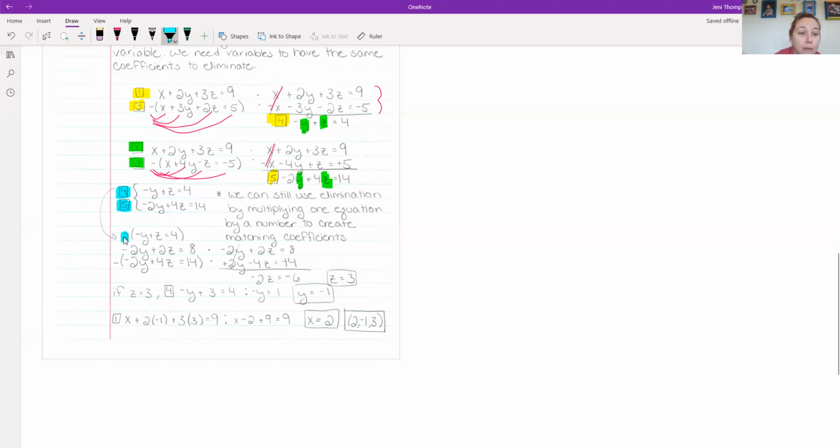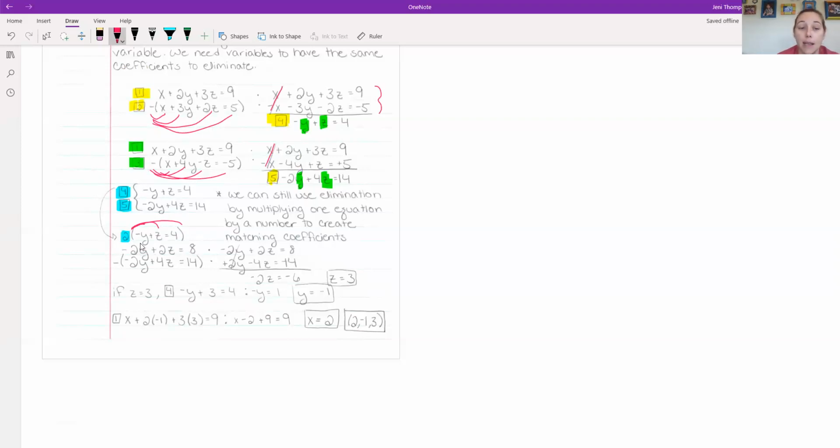We can force our coefficients to match by multiplying one equation by a number that will get matching coefficients. So here I've multiplied my top equation by 2. I picked 2 because when I distribute this 2 to each of my pieces in my equation, my first element here, I've got -2y. Well, now I have matching coefficients, right? But this 2 needs to go to every piece. So -2y plus 2z equals 8. So that's my new equation.